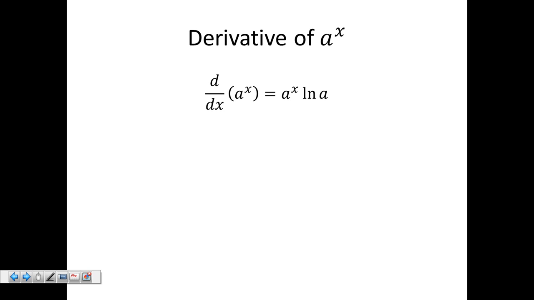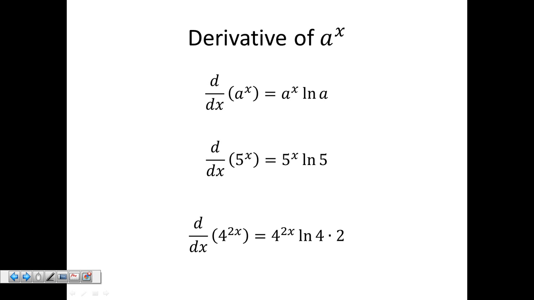Now if I try to apply this rule to e, what I end up with is e to the x times natural log of e. The natural log of e is 1, so we just don't bother to use this rule with the e. So to take a look at an example, the derivative of 5 to the x is equal to 5 to the x times the natural log of 5.